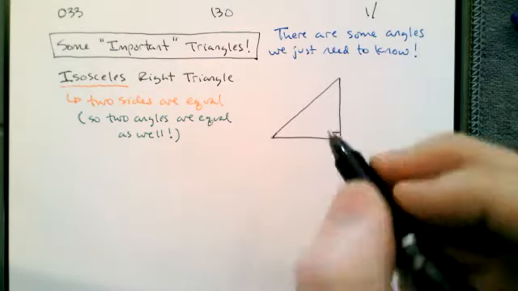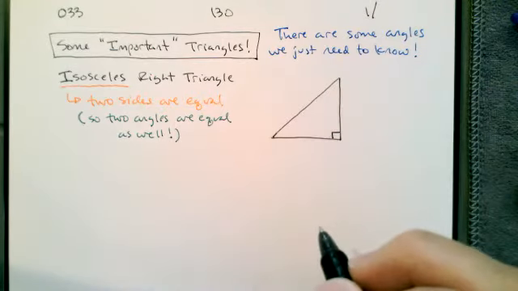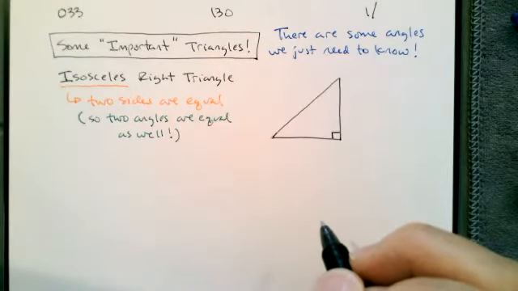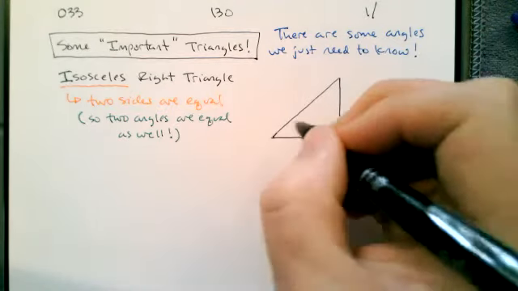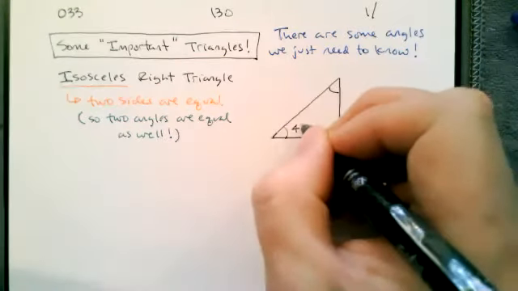Since these two sides, the two legs of this right triangle, are equal, the angles opposite those sides must also be equal. Since we've taken up 90 of our 180 degrees in the right angle, that means these two angles are both 45-degree angles.